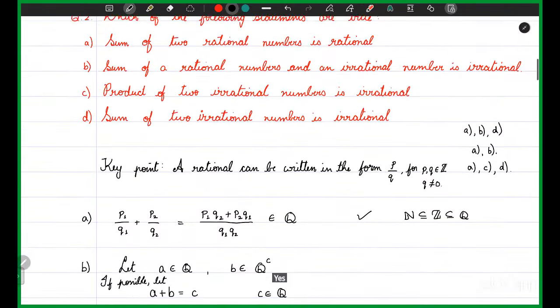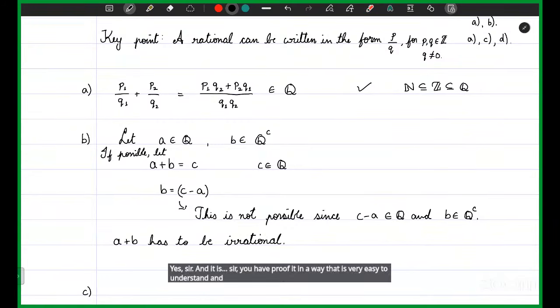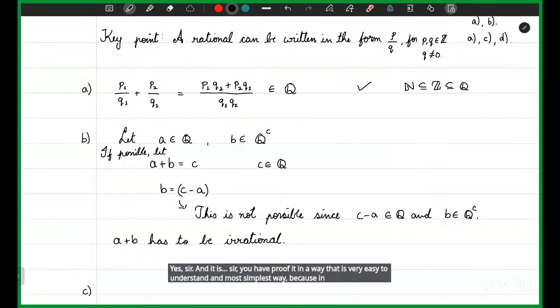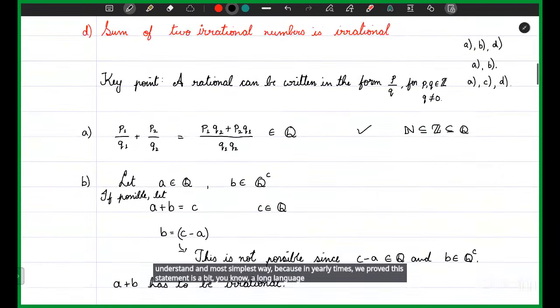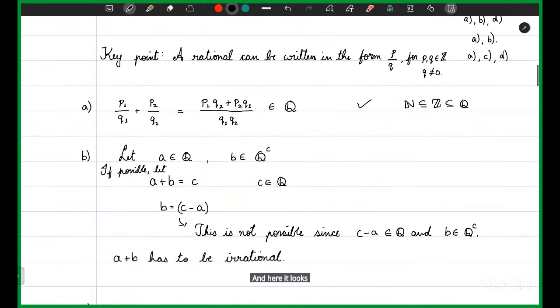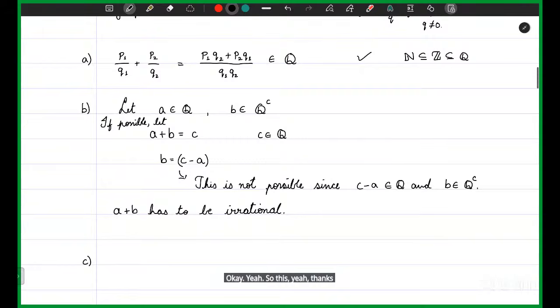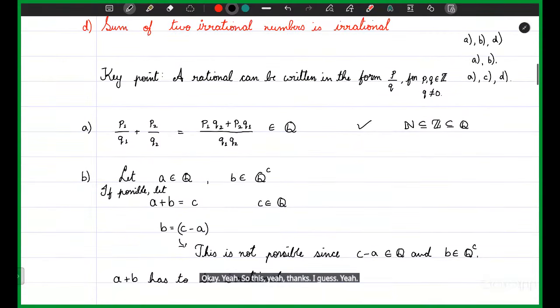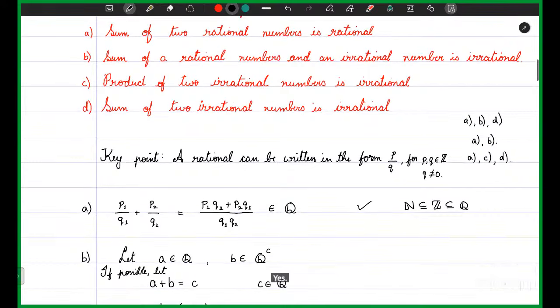Yes, sir. You have proved it in a way that is very easy to understand and the simplest way, because in early times we proved this statement with a bit long language and a lot of assumptions. And here it looks so short and clear. Thanks. This is a proof by contradiction. So let's move on to option C.